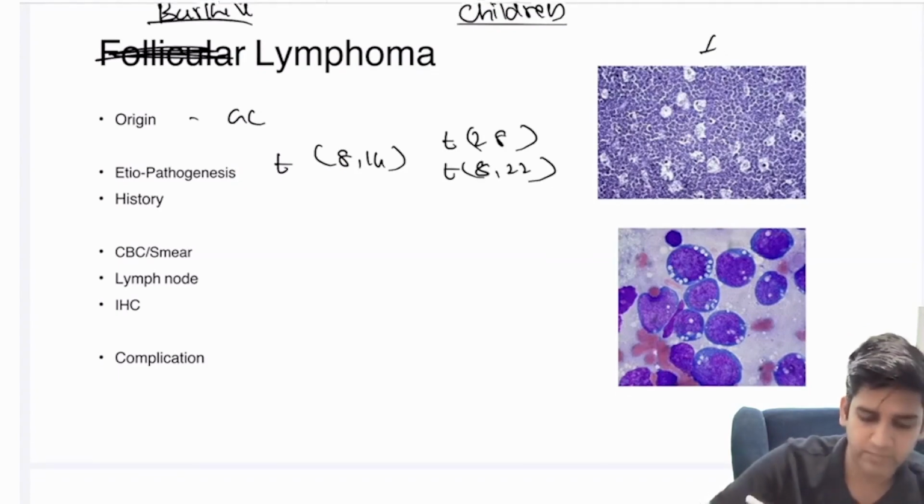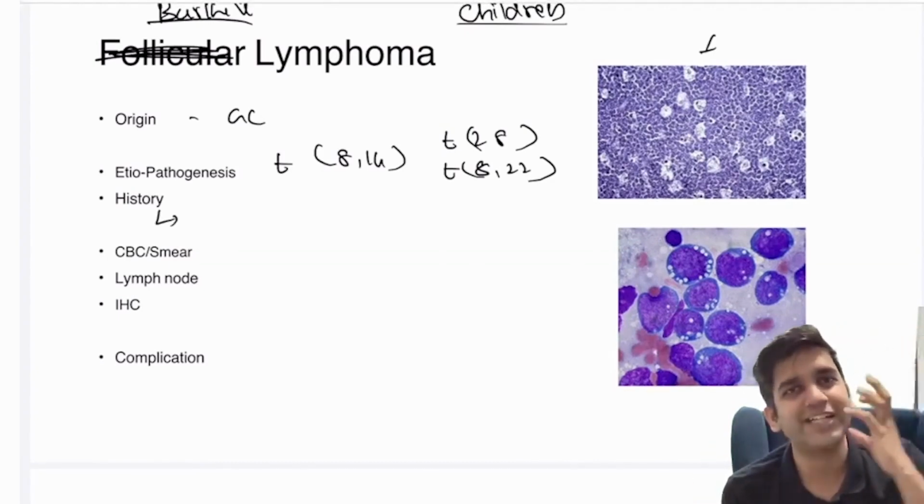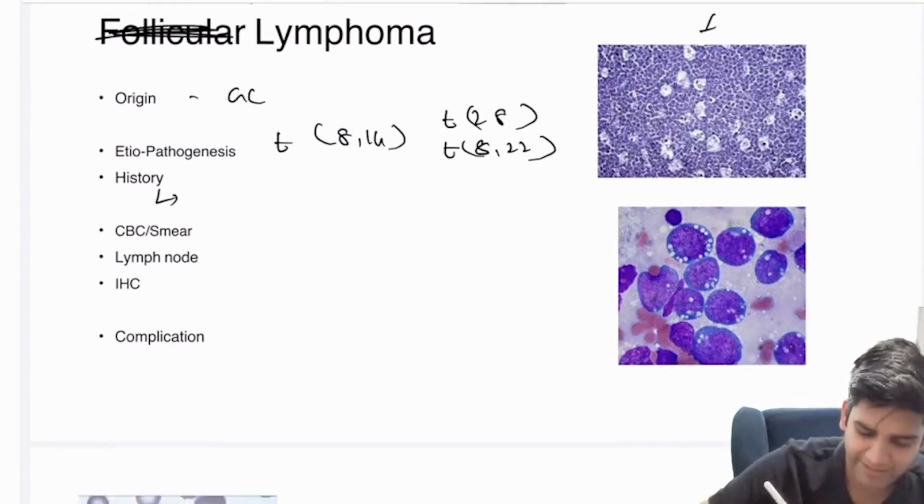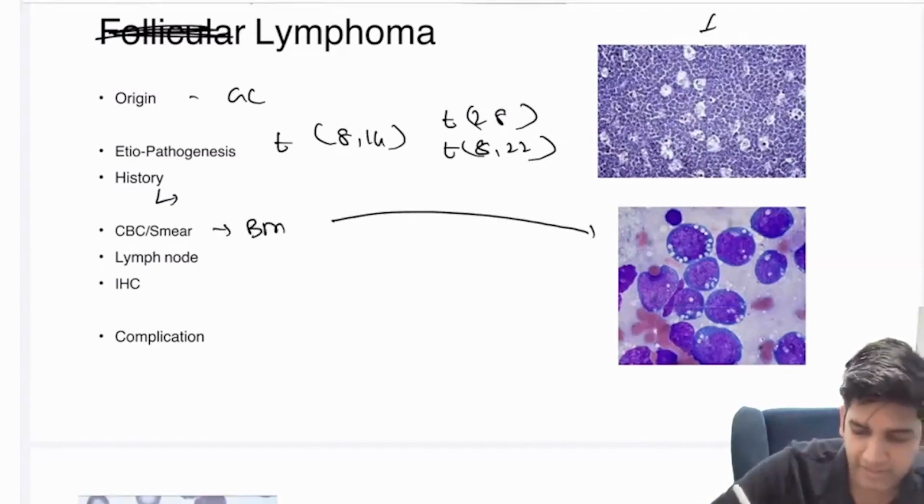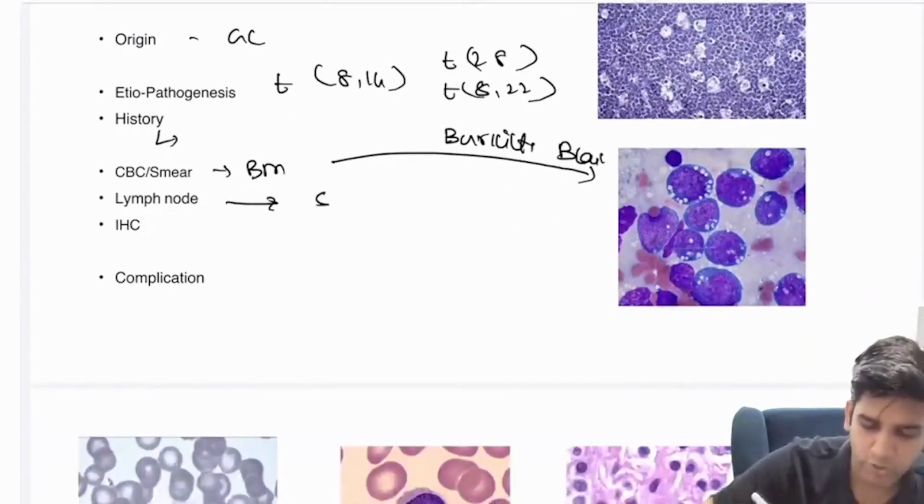The classical findings in Burkitt's. History, you guys know. Whenever you think of Burkitt, African child, jaw swelling. That's a classical finding. I'm not writing that here. In case of a bone marrow aspirate, you might see a blast like this. It's called a Burkitt's blast. So Burkitt's blast might have vacuolations in cytoplasm, and the lymph node, you know, the classical or the famous starry sky appearance. That's diagnostic of a Burkitt's lymphoma.